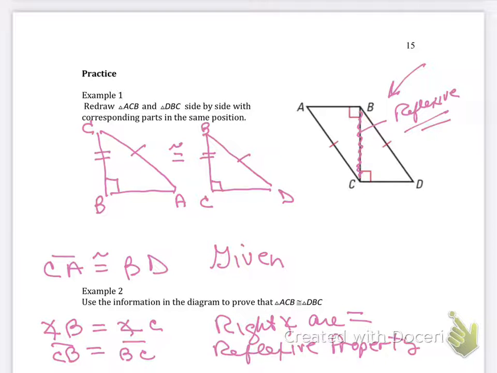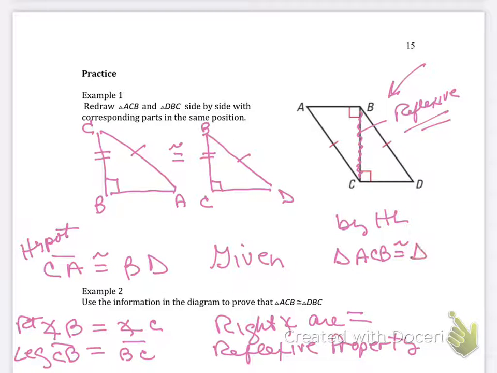So because of these two things, we have a right triangle, and we have what? CA and BD is the hypotenuse, and CB and BC is a leg. So because of HL, you can now prove that they are congruent. So by HL, I have proven that triangle ACB is congruent to triangle DBC.